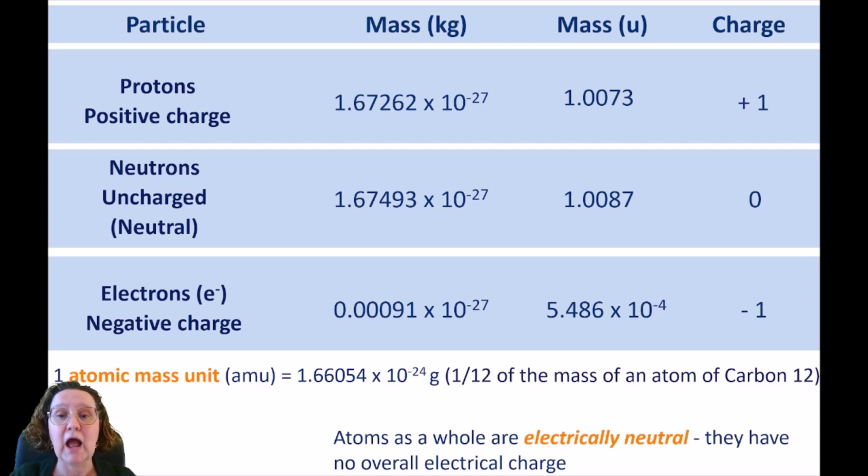Atoms as a whole are electrically neutral. They are not positively or negatively charged. Protons and electrons compensate each other. The number of protons in an atom of an element is the same as the number of electrons.